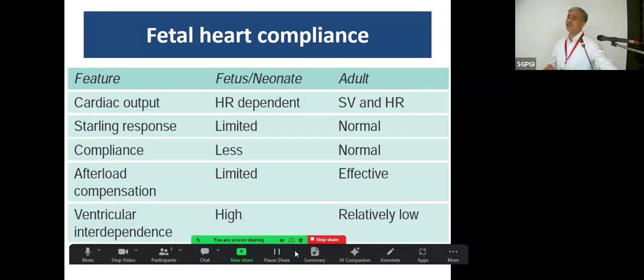The Starling response is what? Basically, it's a physiological phenomenon wherein you fill the ventricle and then it has to pump the blood out. That response has a limited capacity in the case of a fetus and the neonate as compared to the adult. The rest we don't need to understand. So these are the two things that we need to understand, that the fetal and neonatal circulation is basically heart rate dependent for cardiac output.